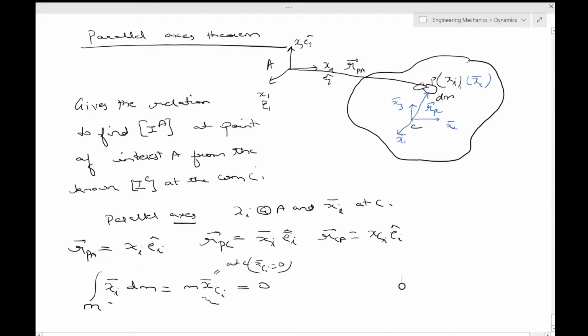This implies that RPA is equal to RPC, the triangle we will construct, plus RCA. So let me draw RCA. I haven't really drawn that. Okay, this is RCA. So far so good. Just write this vector RPA like this, RPC like this, and RCA like this. Okay, we will be able to say that xi is the same as xi bar plus xci.